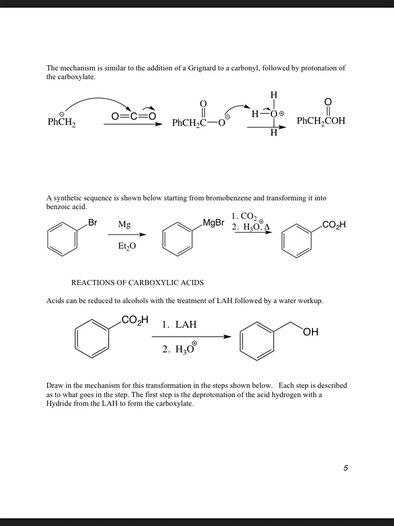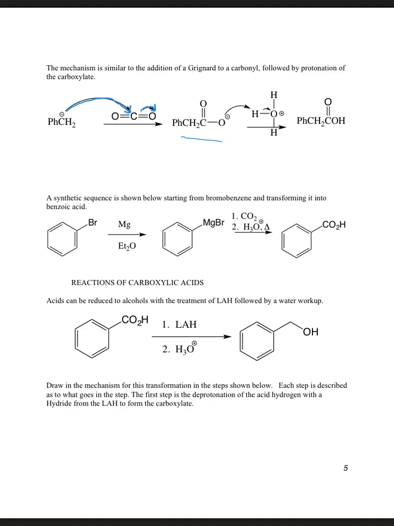So the mechanism for this one is really short and easy. The Grignard carbon adds to the carbon of the CO2. When it adds to that carbon of CO2, one of the double bonds has to break. We form the carboxylate, and then to that carboxylate we add acidic water in the workup, and we protonate it and get the carboxylic acid.